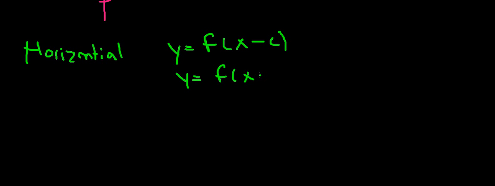And horizontal shifts take place when we have y is equal to f of x minus some constant, or y is equal to f of x plus some constant. And when we're subtracting a constant, it is going to shift it to the right, and when we're adding a constant, it is going to shift it to the left. And let's try to understand what is happening here.